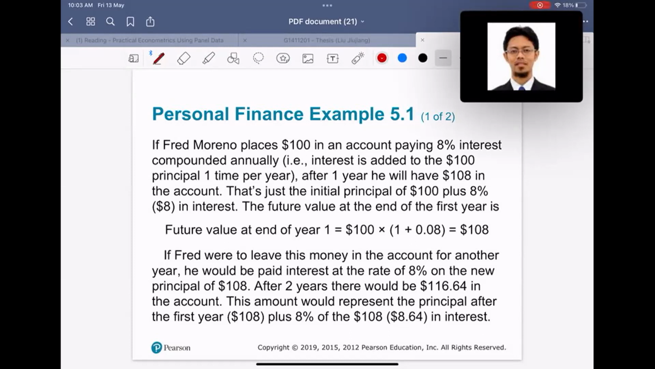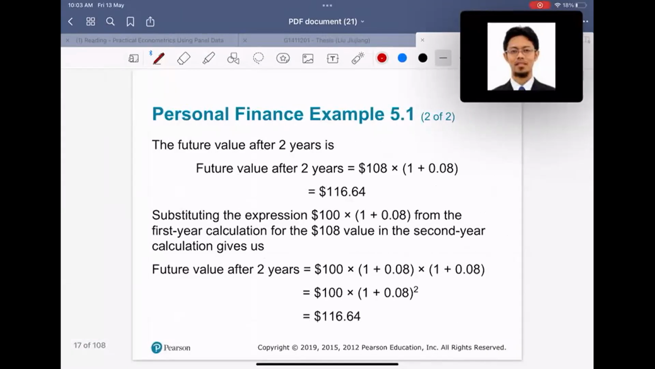And then the interest. This. Yeah, it is from 108. Okay, let's see. Try first. Brother, what's your name? You got it? Okay, good. Let's see. Future value after 2 years.